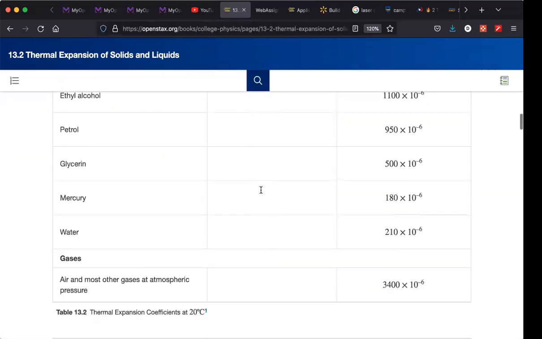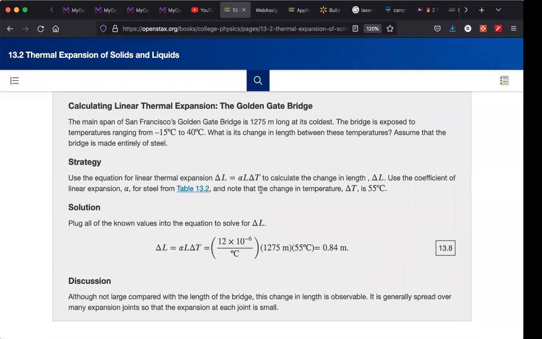And let's do an example here with the Golden Gate Bridge, the bridge that I grew up with. So you have 1,275 meters when the bridge is cold, and then it changes temperature from -15 to 40 degrees. They want to know the change in length. Well, we need to know the change in temperature. Whenever you're using equations that use a change in temperature, then usually you're going to use Celsius or Kelvin.